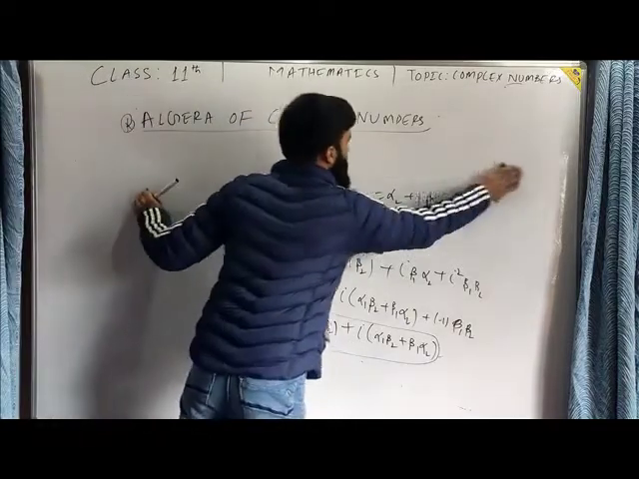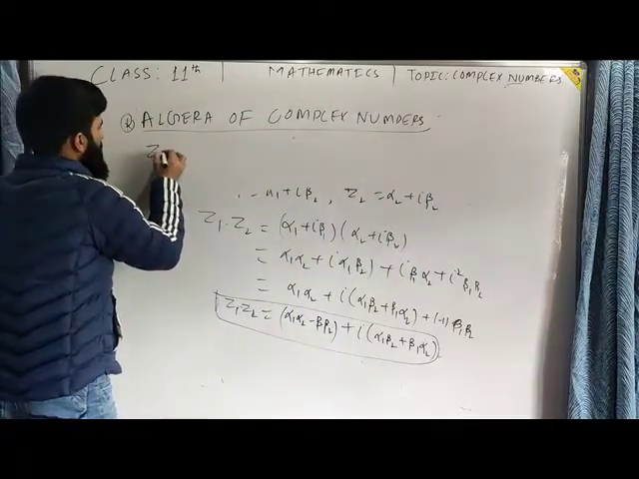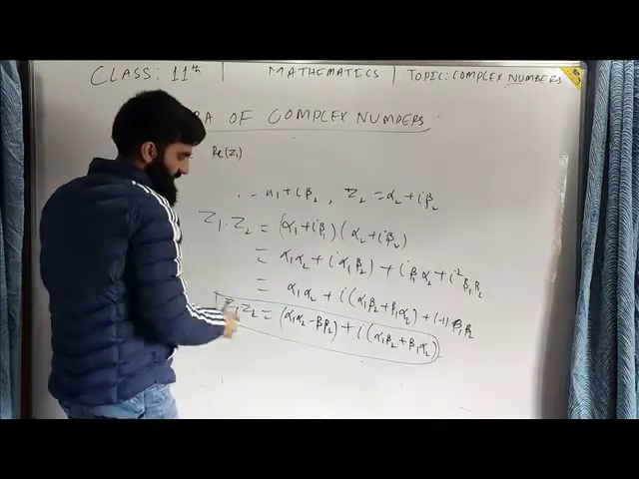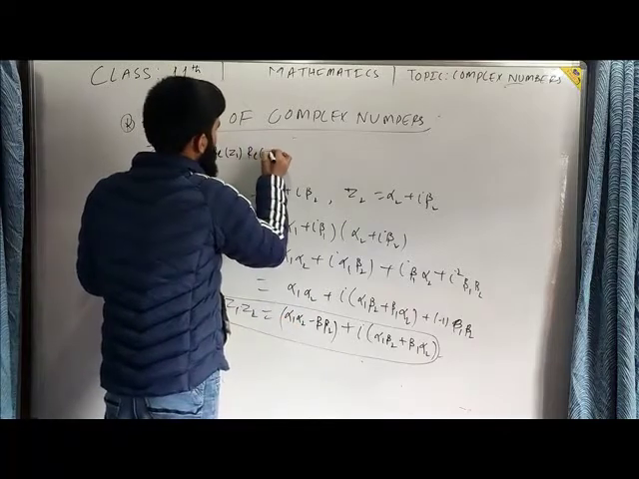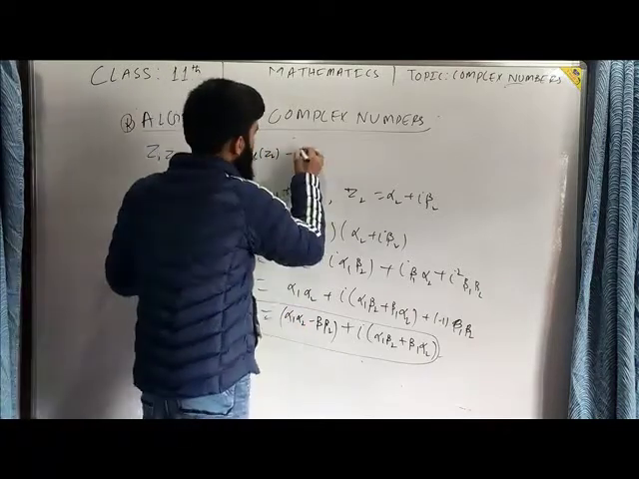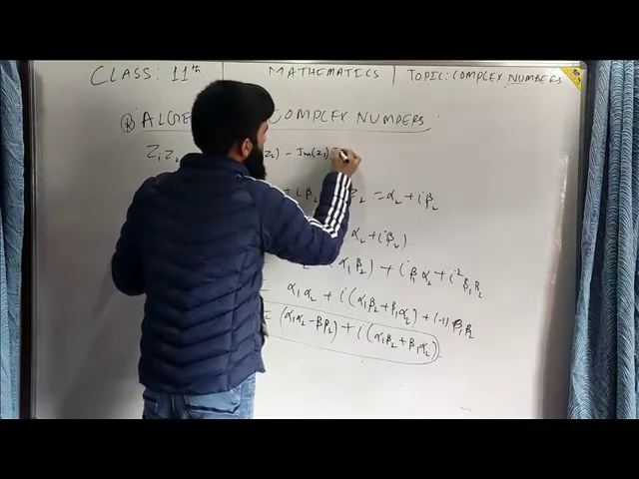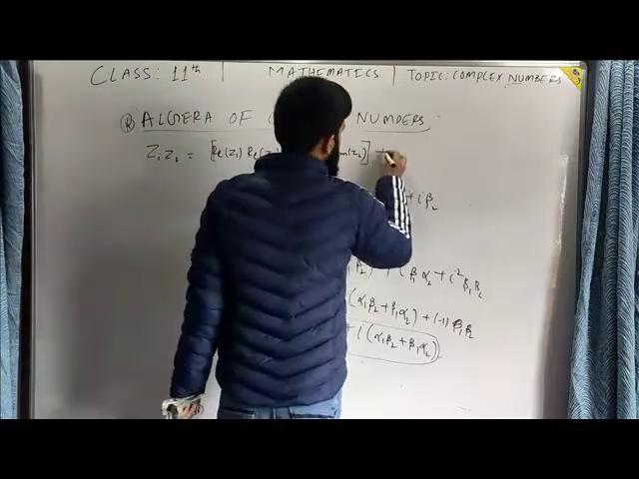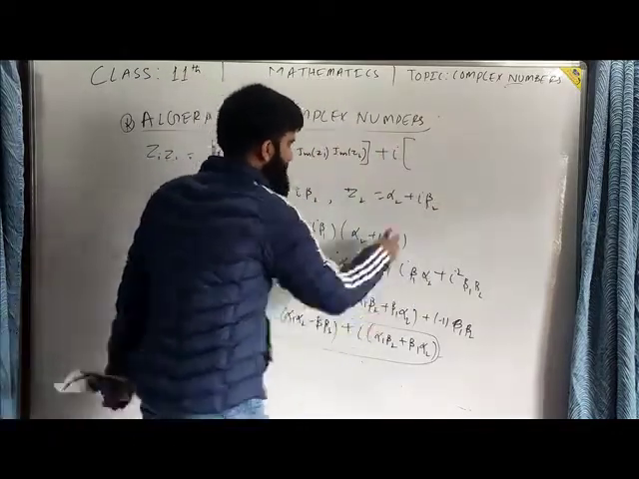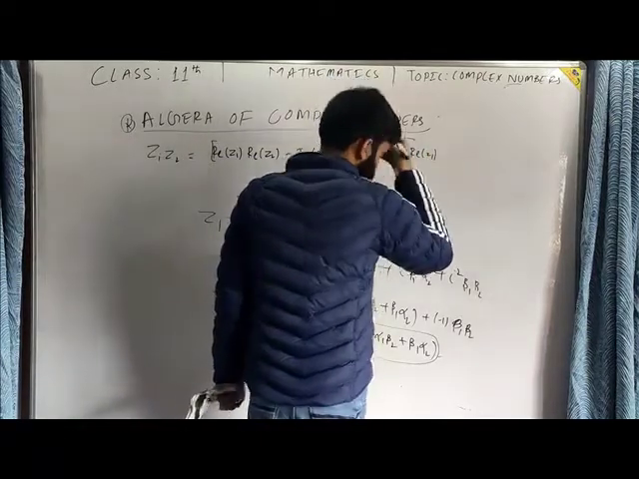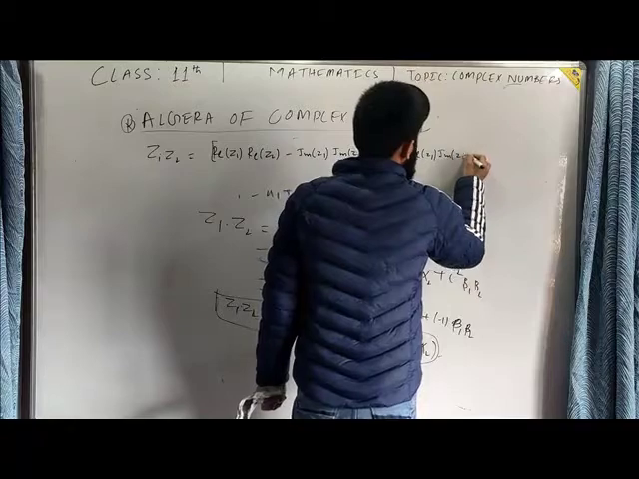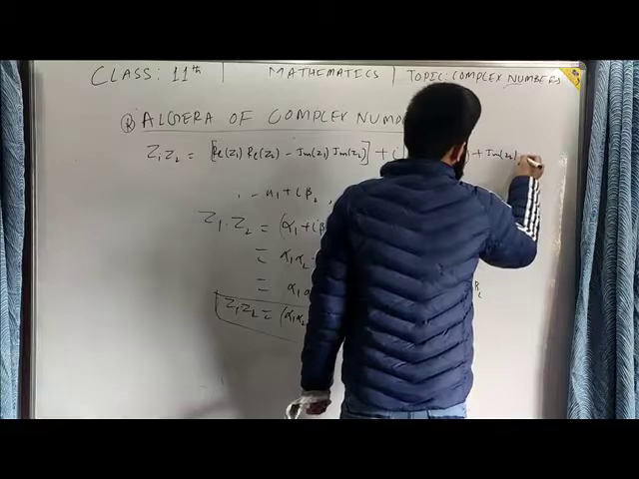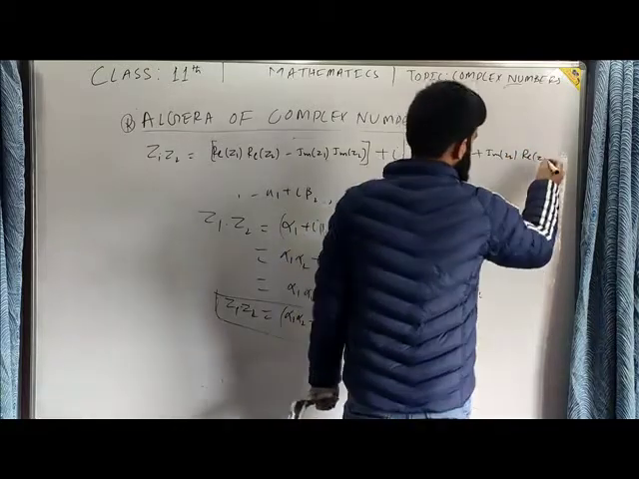Or you can write it in a generalized manner. So z1 dot z2 is: the real part of the first complex number and the real part of the second complex number, minus the imaginary part of the first complex number and the imaginary part of the second complex number. This will be one thing. Then we have iota here, then the real part of first and imaginary part of second, plus imaginary part of first and real part of second, like this.